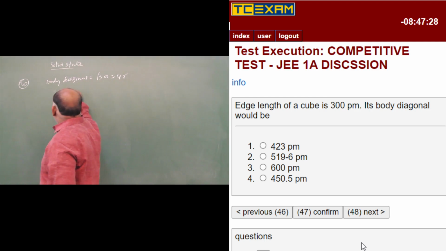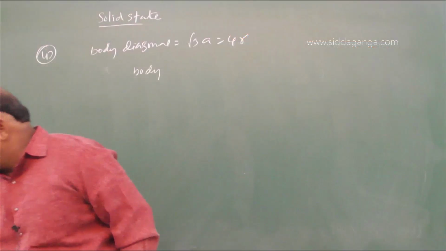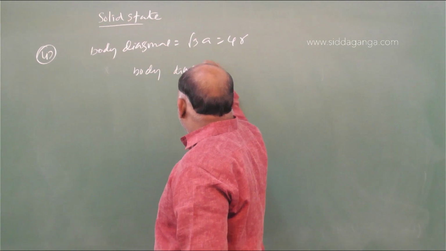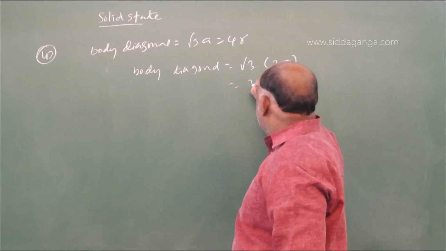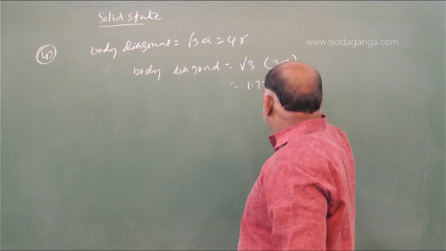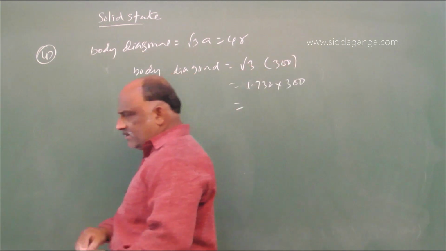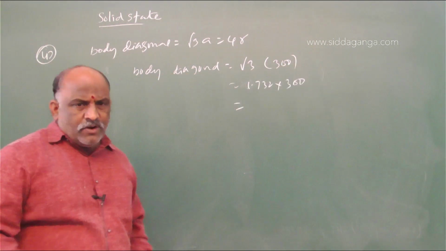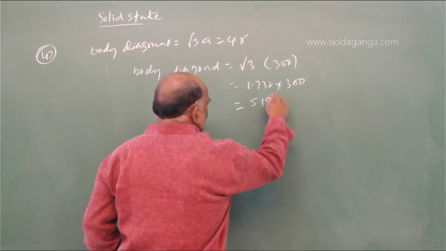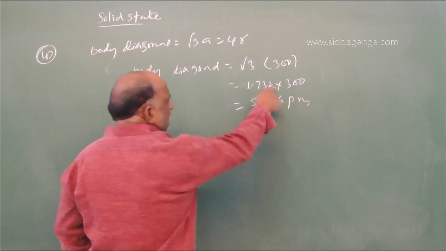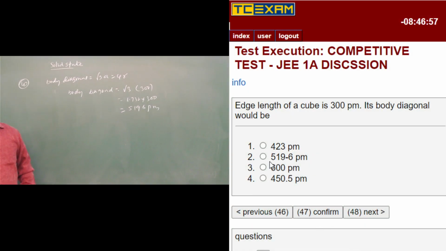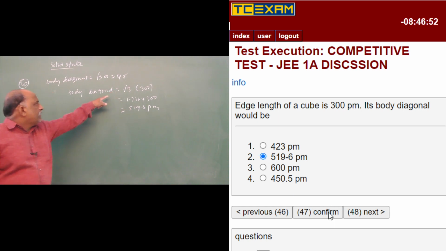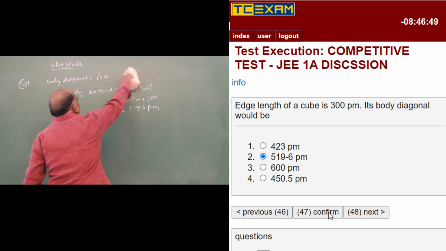So body diagonal is root 3 into edge length, given 300 picometers. So 1.732 into 300 picometers. We'll get the answer as 519.6 picometers, approximately, on the basis of 1.732 being 1.73. It is a direct question. Body diagonal formula is root 3a.